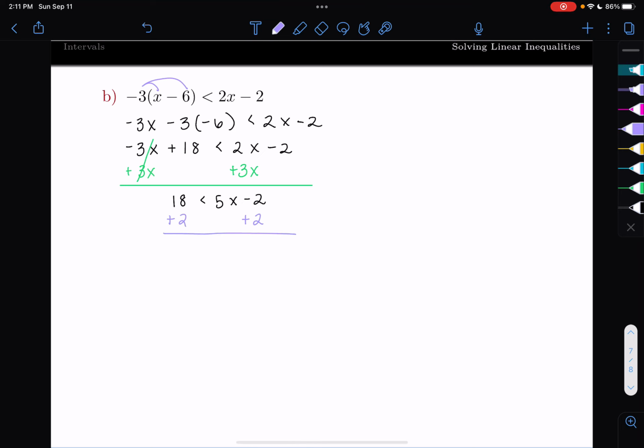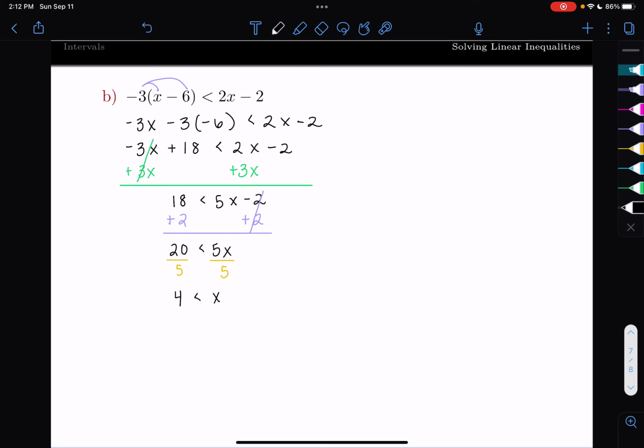So we go ahead and add 2. And this way it cancels each other out. 18 plus 2 is 20. And that leaves us with 5x on the right. And so we're almost done. We got to get rid of the 5. So we go ahead and divide by it. And since it's a positive number, I don't have to worry about flipping the sign. We end up with 4 is less than x.